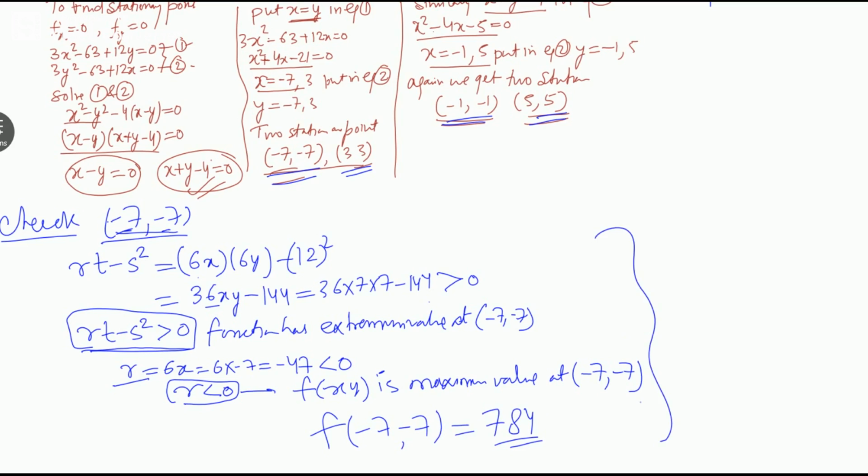In a similar way you can find the values for 3, 3; minus 1, 5; and 5, minus 1. You can check yourself whether the function at these points is maximum or minimum in the similar way. You just evaluate rt minus s square and check whether r is less than or greater than 0.